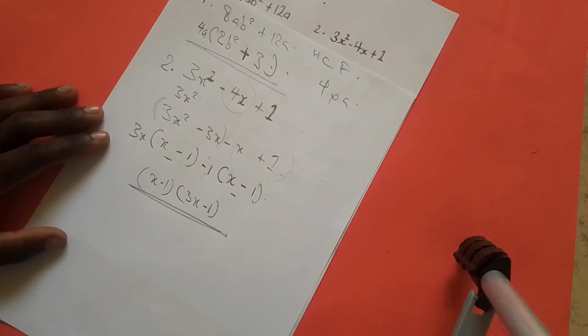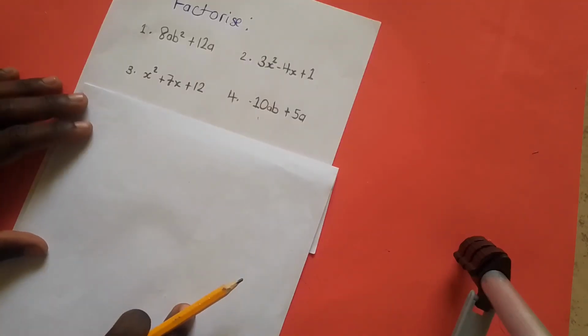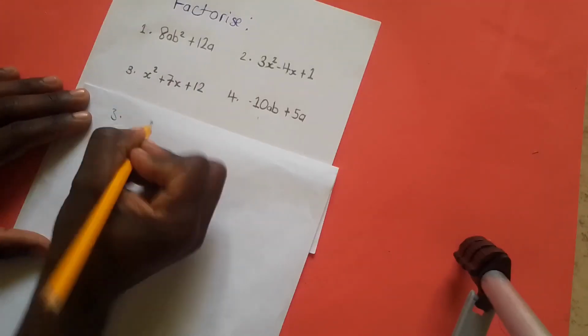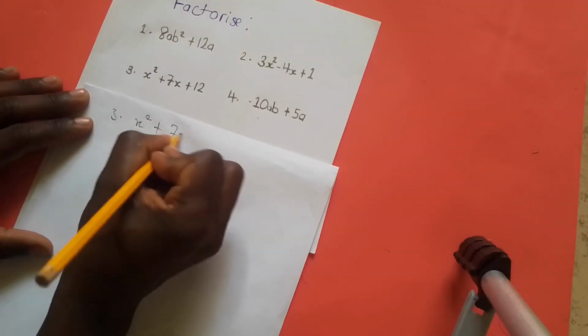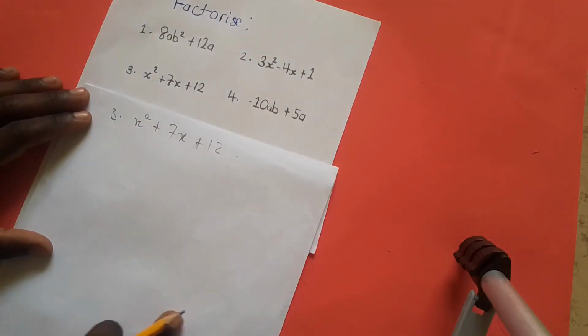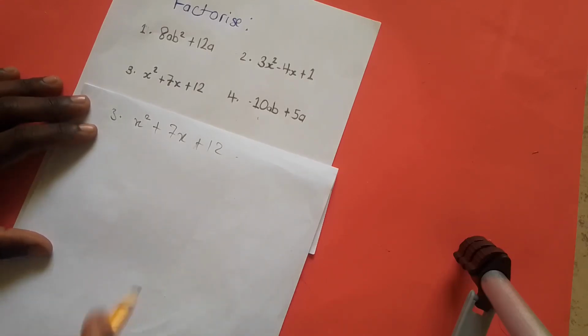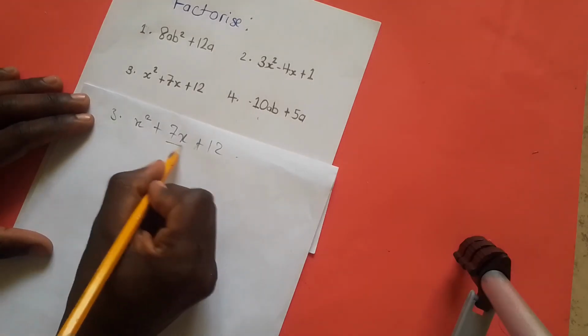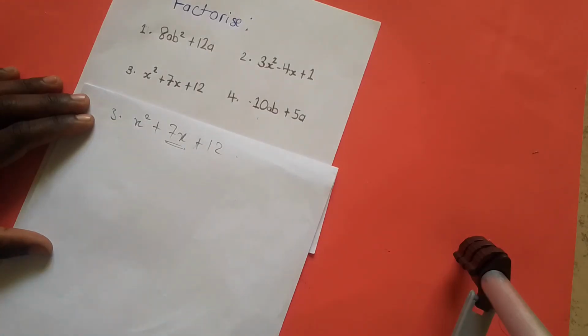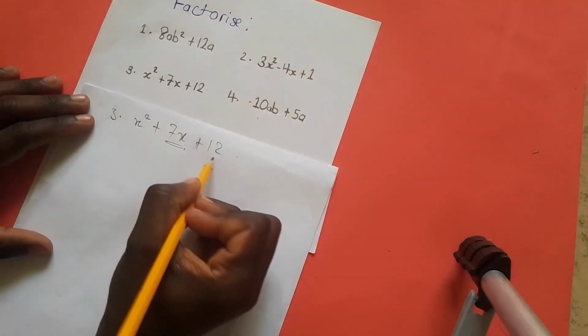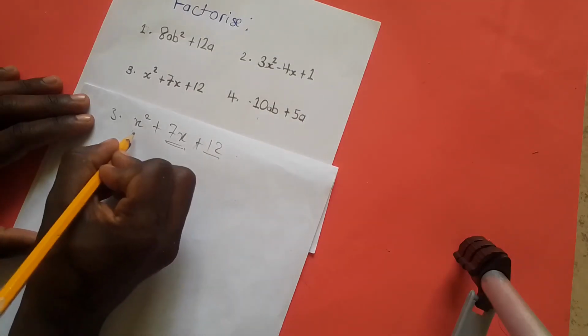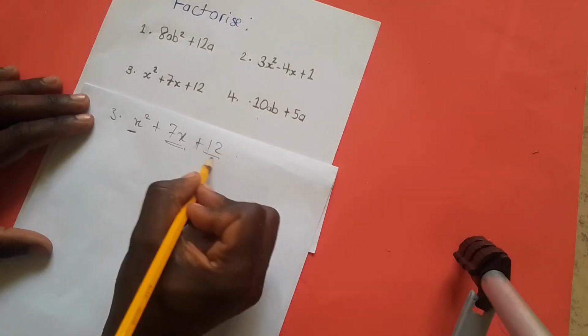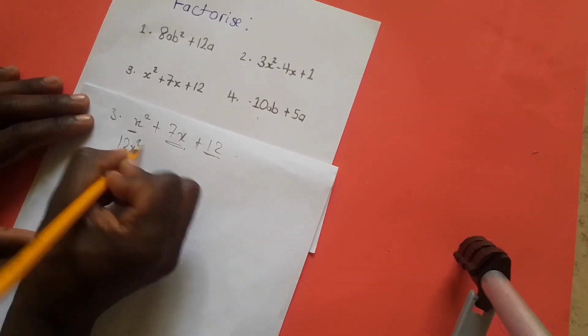So let me bring up another question. We are now on question 3. Question 3 is x squared plus 7x plus 12, factorize. This is another quadratic expression. I want you to pay very close attention. I've told you from the earlier question that you split the term in the middle. The term in the middle is 7x. So how do we split 7x? We multiply the coefficient with the term in x squared. So x squared times 12 leads us to 12x squared, right?